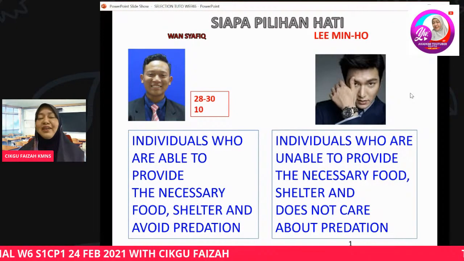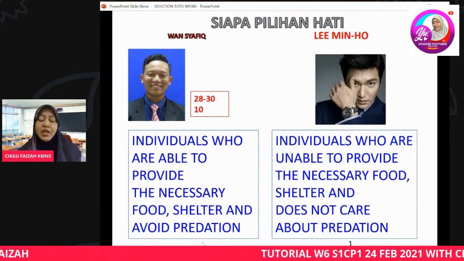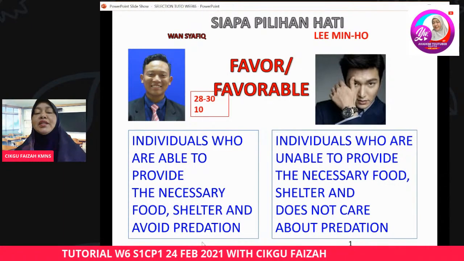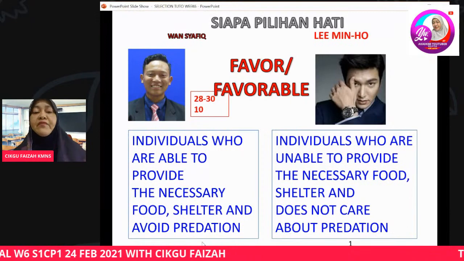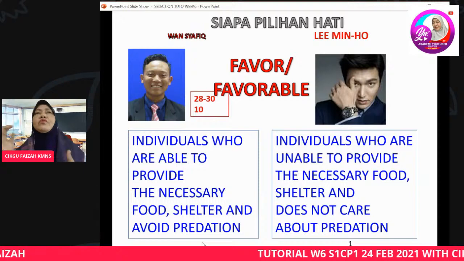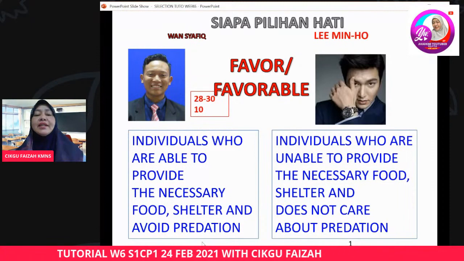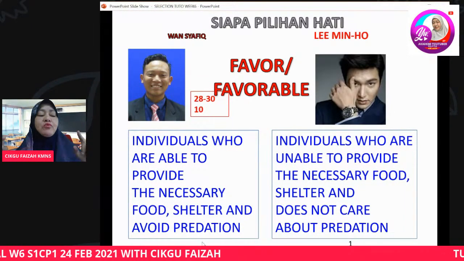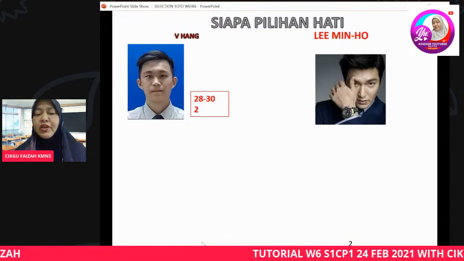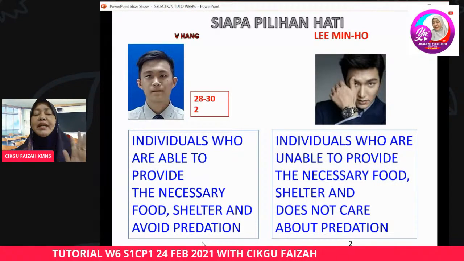Which one? Right? If it's teacher, of course I choose Wan, right? Because Wan is able to, what did I say just now? Able. Okay, the keyword that teacher wants you all to bear in mind now, class, is favorable. Favor. If you have a favorite food, favorite movie, favorite clothes, favorite actor, right? So the keyword we want you to use in natural selection is favorable, right? The keyword, right?